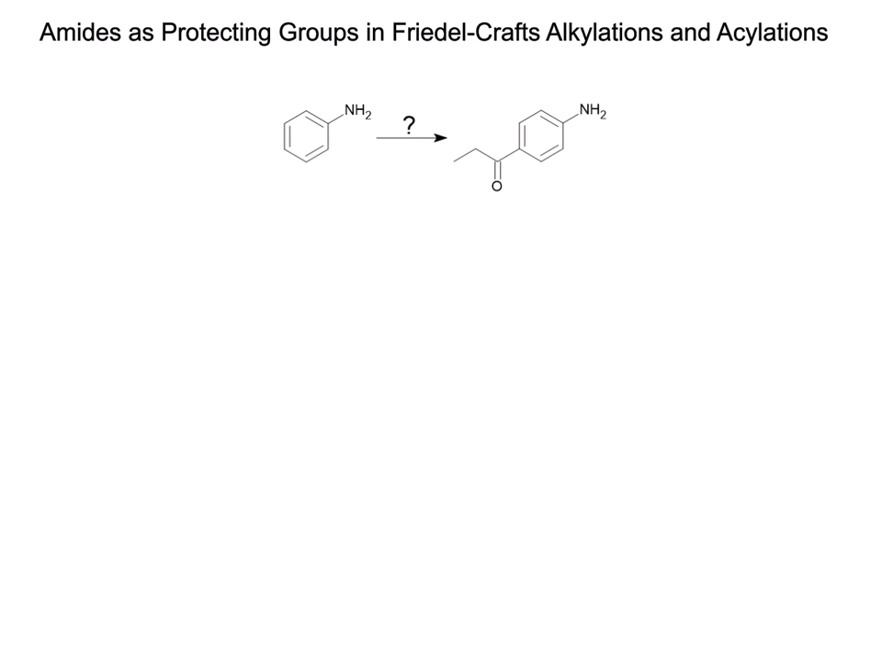I'm going to teach you how to use an amide as a protecting group in a Friedel-Crafts alkylation or acylation. When presented with the following synthesis, many students forget that there's a problem with doing a Friedel-Crafts directly when there's an amine on the ring.